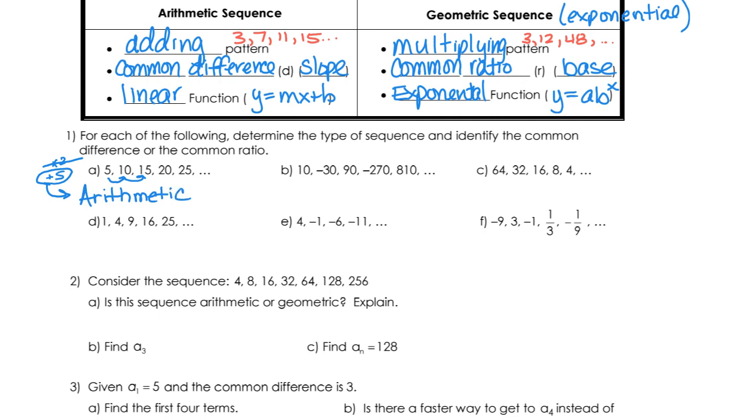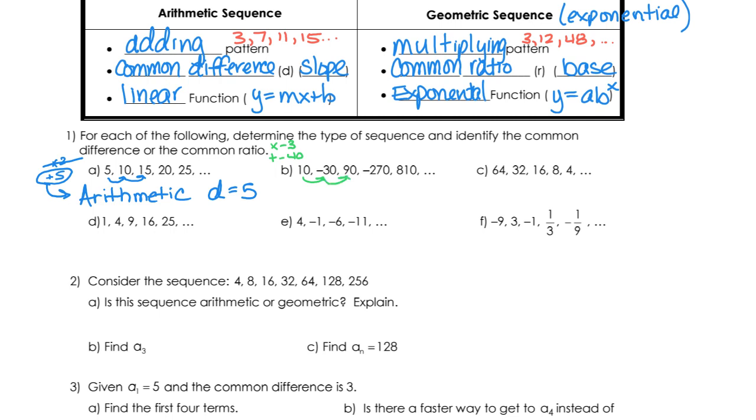And because it's arithmetic, it's going to have a D equals 5. Okay. All right, in part B, to get from 10 to negative 30, we can either multiply by negative 3, or we can add negative 40, right? 10 plus a negative 40 would give us negative 30.